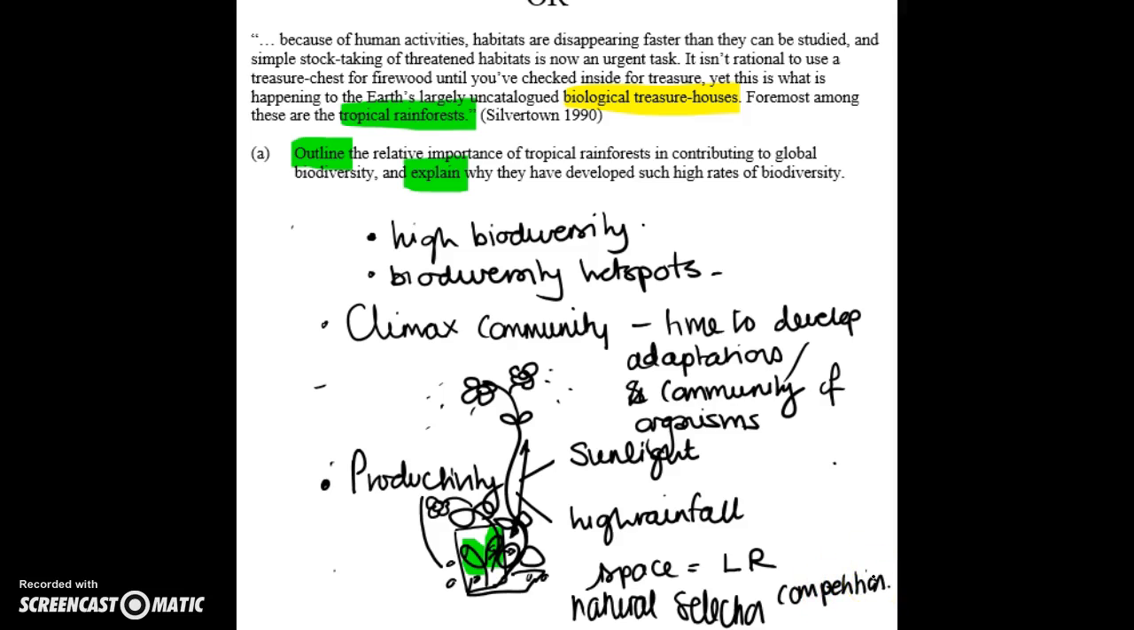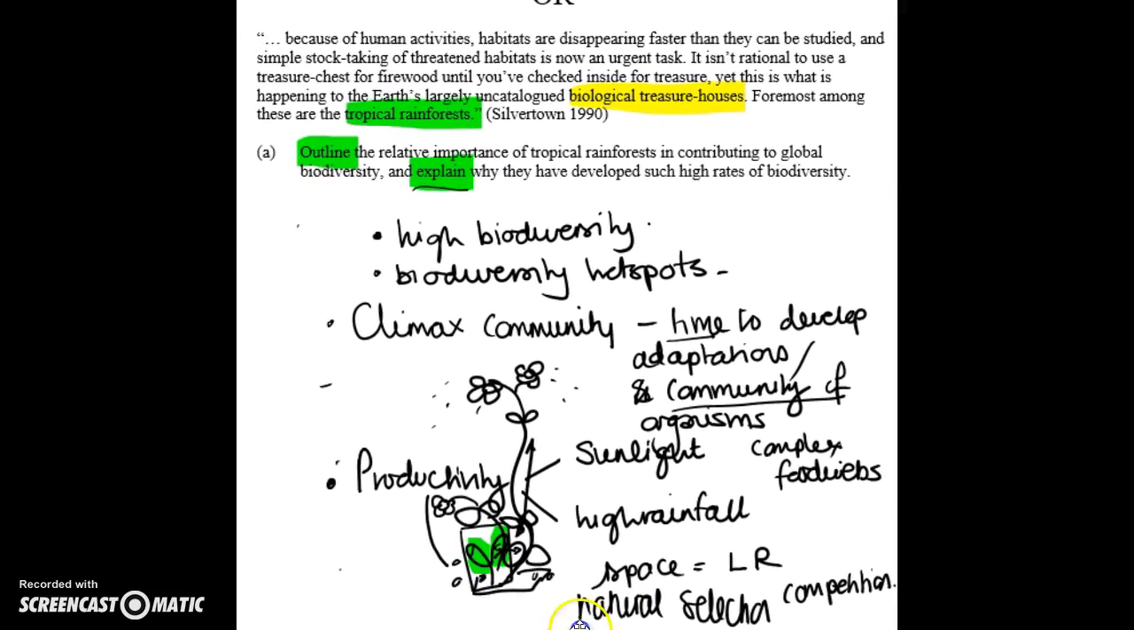So we've got a couple of outlines, and we've got now some explanations, the time, large community. You can have quite complex food webs, partly because the biodiversity is so high, but also because of this productivity. And the productivity is another element of our explanation, and also then our competition and natural selection.